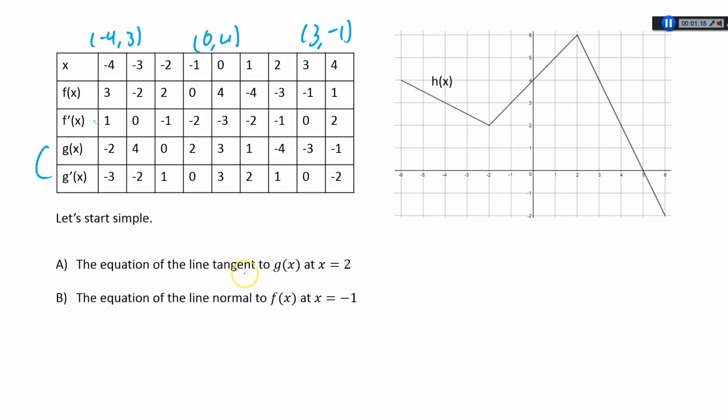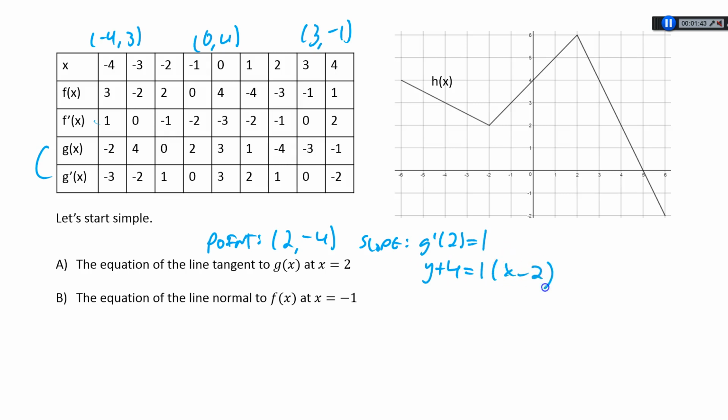First, let's find the equation of the tangent line to g of x at x equals 2. So we need a point and a slope. Our point here, well, x is 2, and we're talking about g of x. So if we find 2 and go to g of x, it's -4. So 2, -4 is our point, and our slope, well, we go to g prime of 2, which is 1. G prime of 2 is 1. So our equation, y plus 4 equals 1 times x minus 2. See what I mean? They tell you exactly what you need. You just have to be able to put the pieces into the right place.